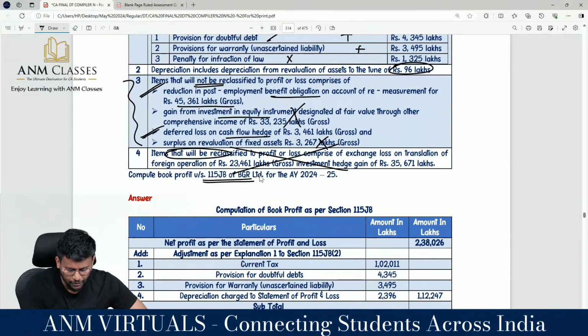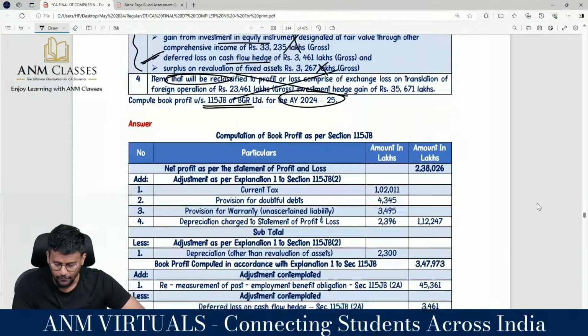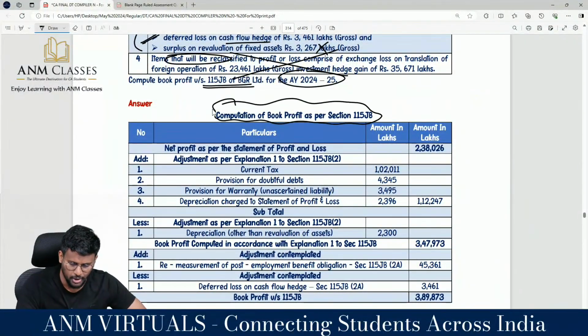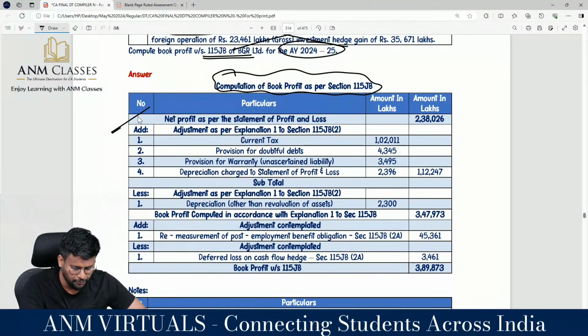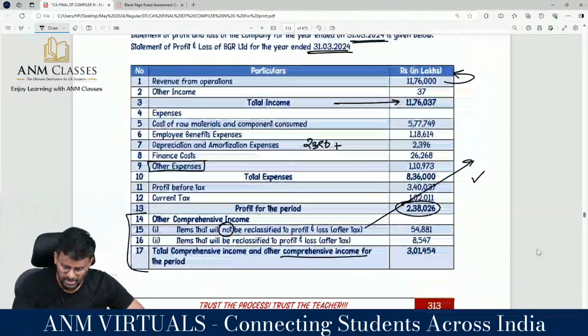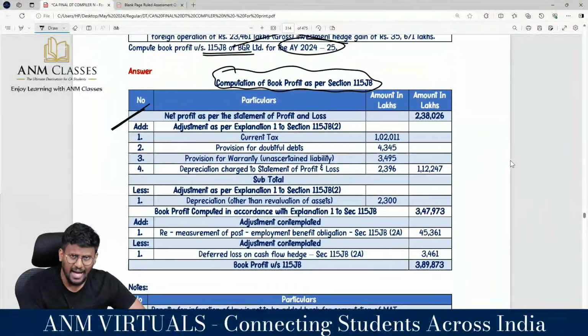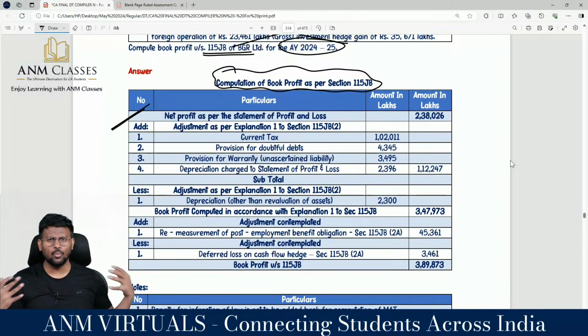Compute book profit under 115JB of BGR for assessment year 24-25, is the question. So computation of book profit as per 115JB: net profit as per statement of P&L, which is already given. This is the net profit, 238026. Okay, sir. Add, do as if normal MAT, whatever we know.